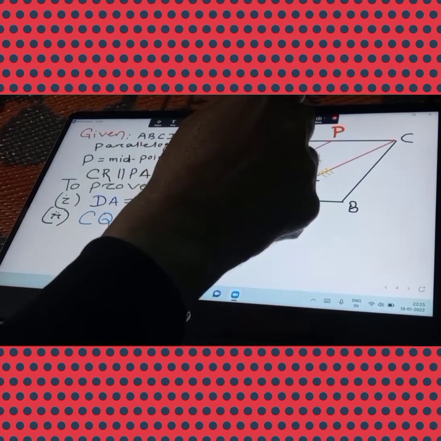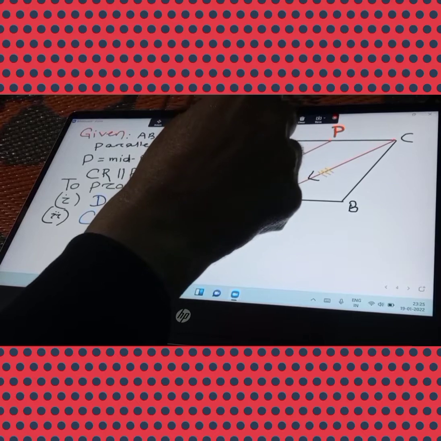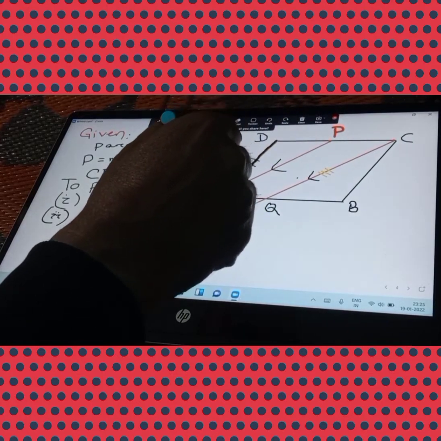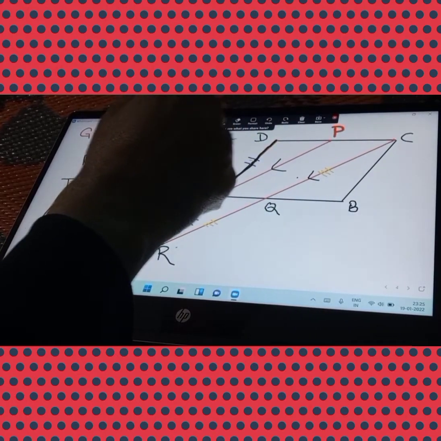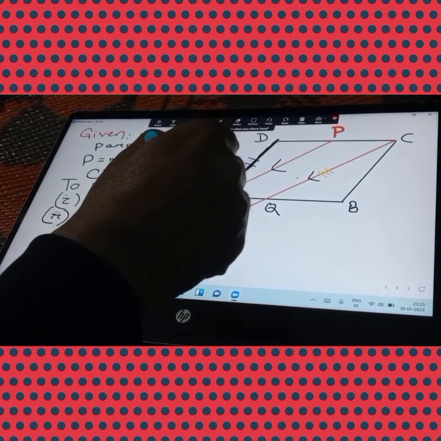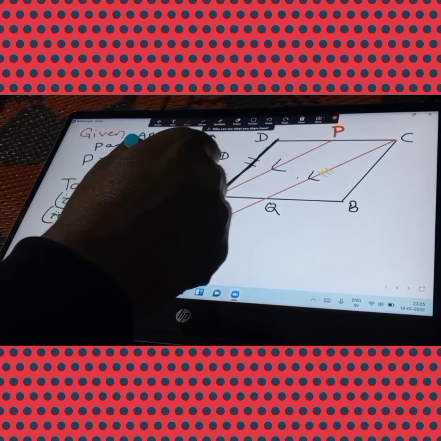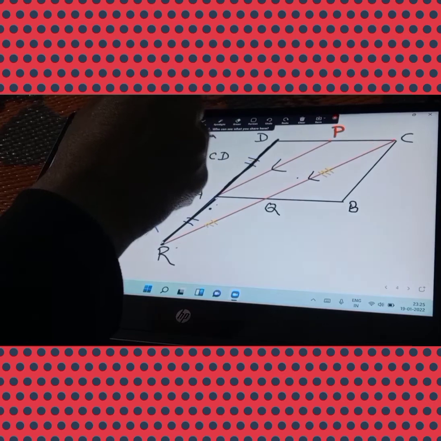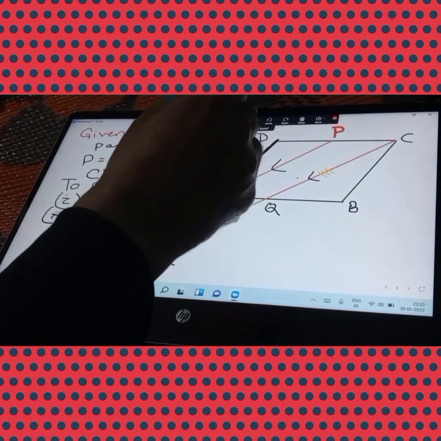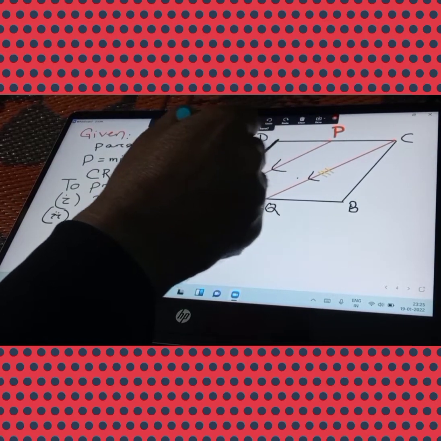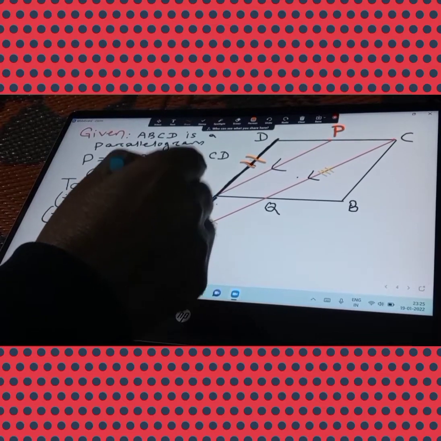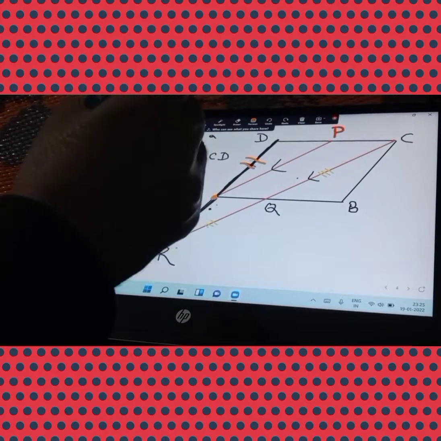Yes, we have to prove that DA is equal to AR. Understand? It means A is the midpoint of DR, we have to prove.